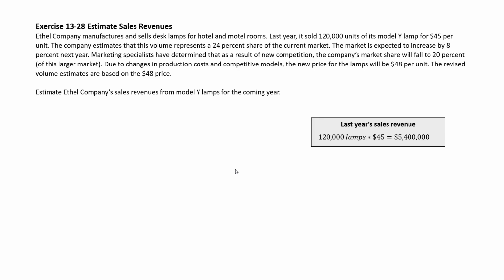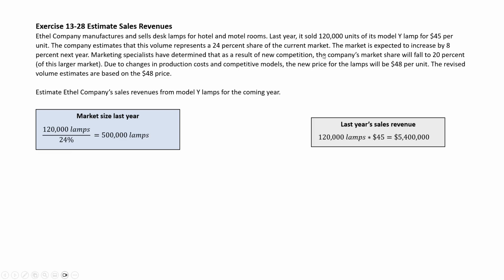First thing, let's figure out what the total market size was this past year. If we take the 120,000 units sold last year divided by the share of market, 24% or 0.24, we get market size last year was 500,000 lamps.